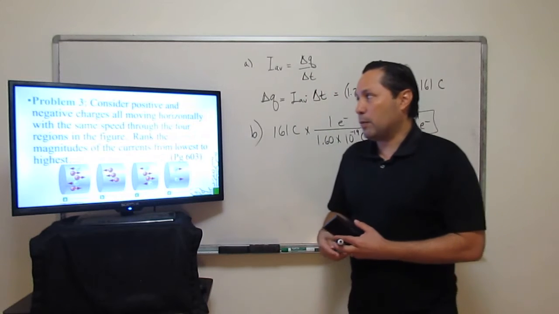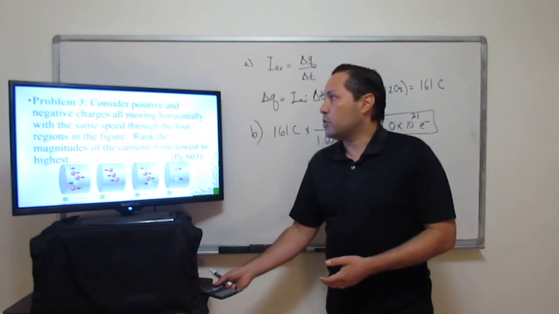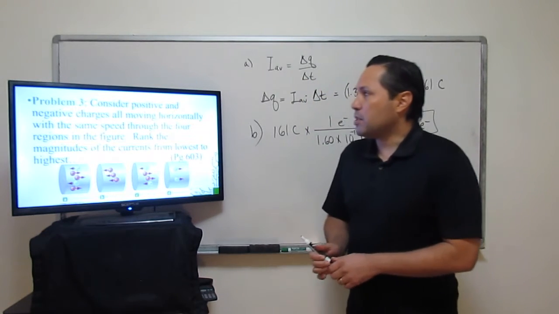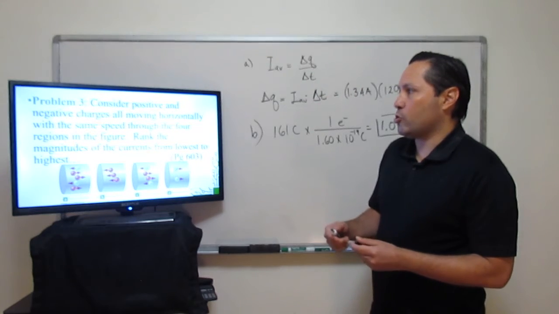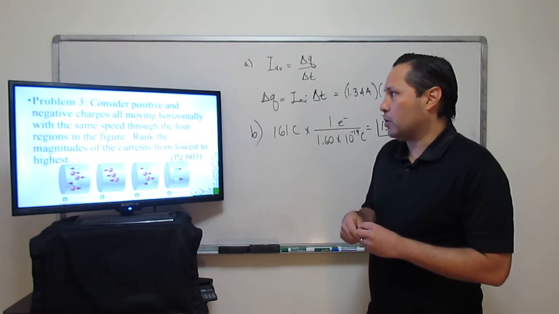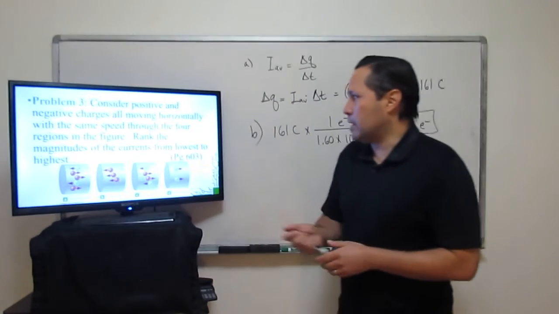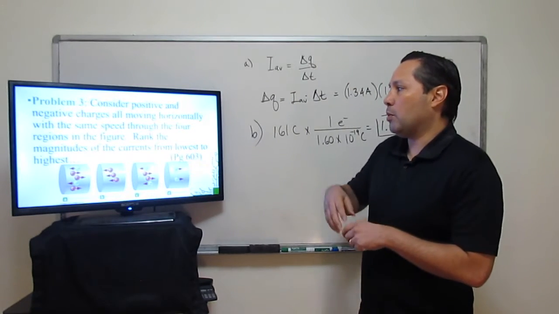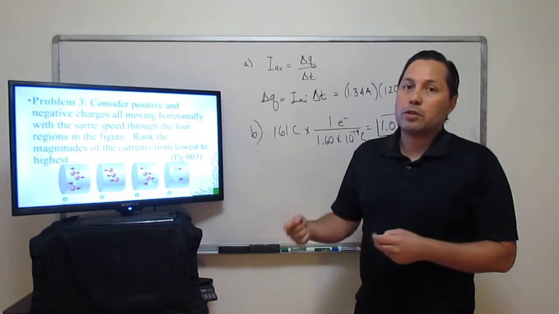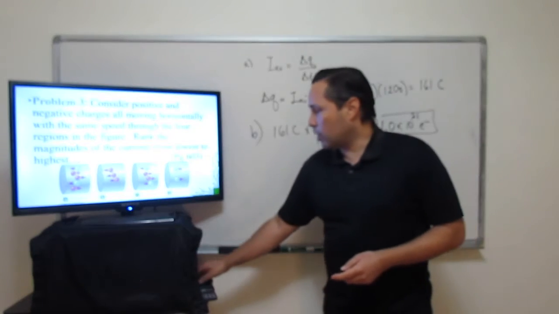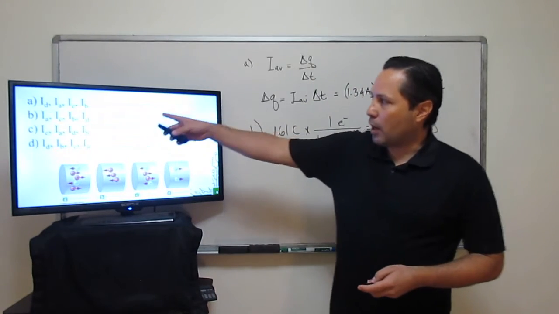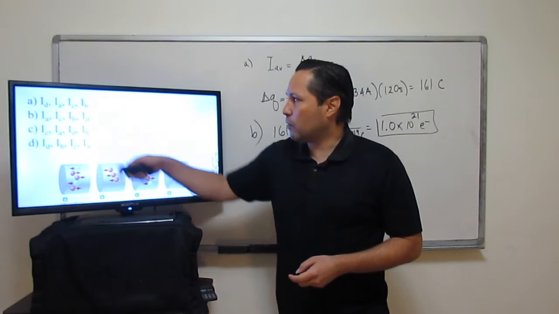In problem number 3, we ask the following question. It says, consider positive and negative charges all moving horizontally with the same speed through 4 regions in the figure. So we have A, B, C, D. Rank the magnitudes of the currents from lowest to highest. And here are our options. I, of course, is a current, and they give us all of those.